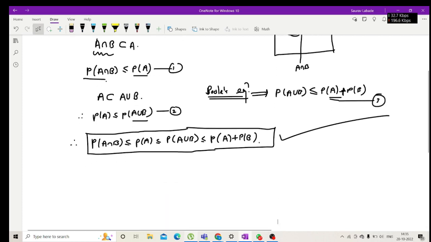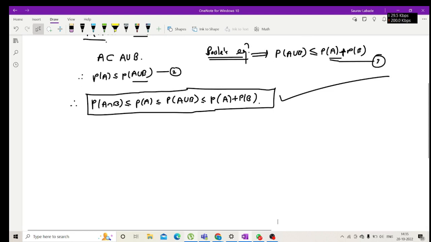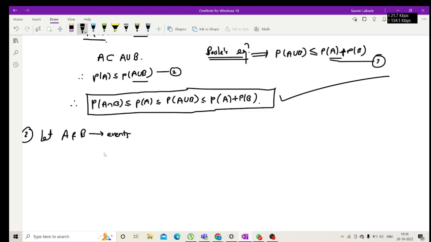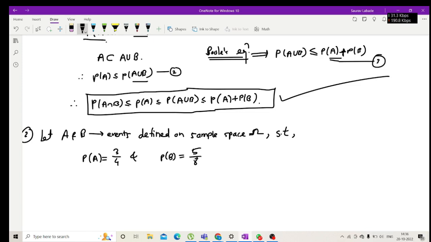Okay, now write down the second question. Let A and B be two events defined on the sample space omega such that probability of A equals 3 by 4 and probability of B equals 5 by 8. Okay, so these are the two probabilities they have given.